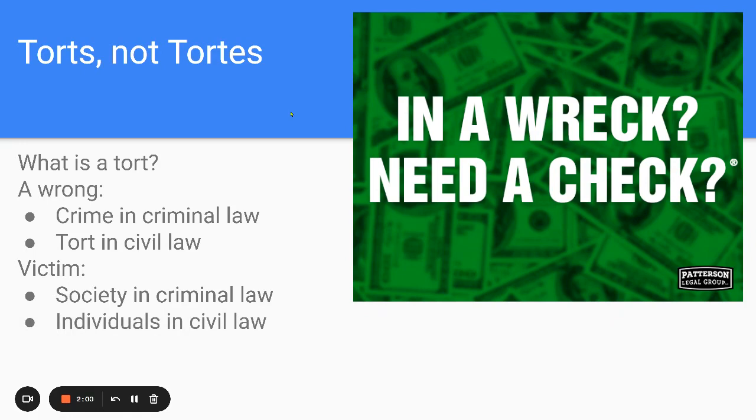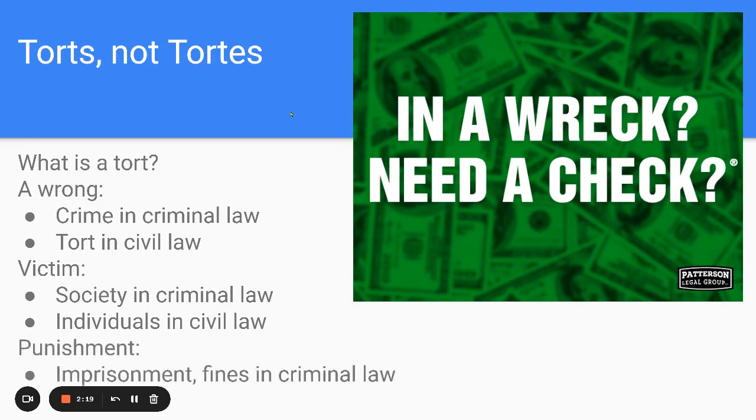In civil law, the victim of a tort is the individual. And so in a civil case about this murder, we would name Autumn and Kim. And the punishment, if it's criminal law, it's being imprisoned either in a penitentiary or a jail.